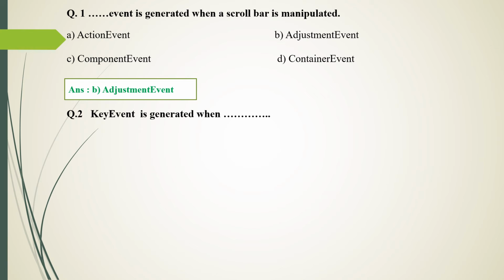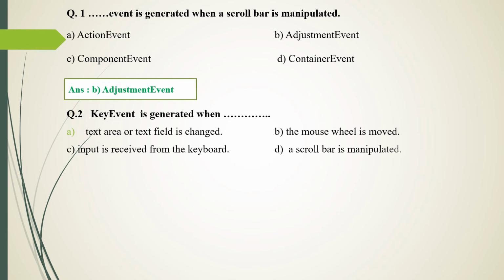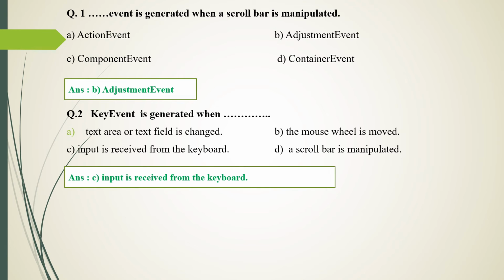Second question: key event is generated when. Options are: first option, text area or text field is changed. Second option, the mouse wheel is moved. Third option, input is received from keyboard. And last option is scroll bar is manipulated. So the answer of this question is input is received from the keyboard. Key event is generated when input is received from keyboard.